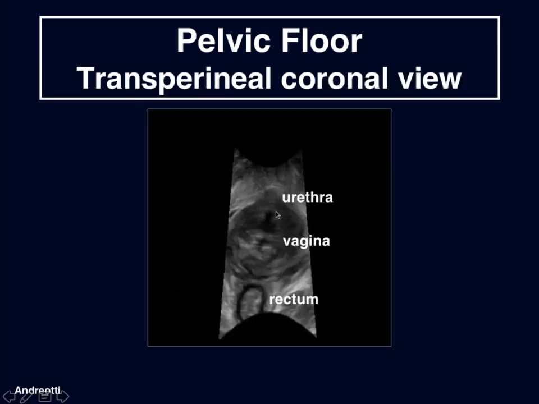And then here we can even see the relationships in the coronal plane by doing a transperineal evaluation of the pelvic floor. And here in the coronal plane, we can see the relationship of the urethra, vagina, and the rectum.